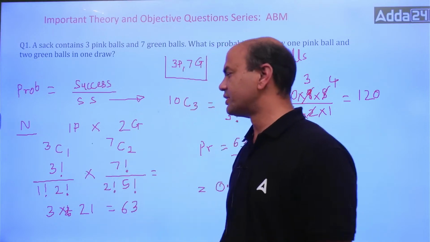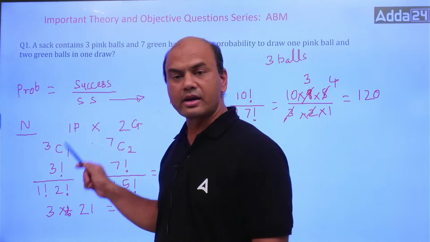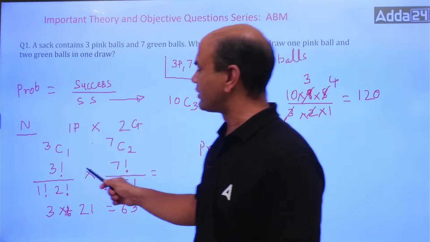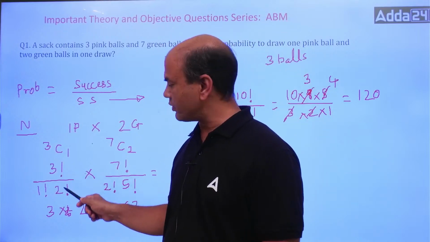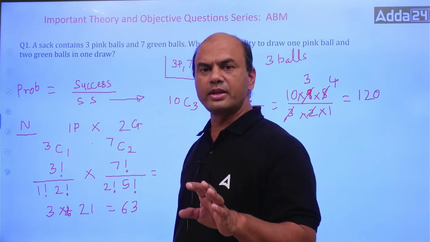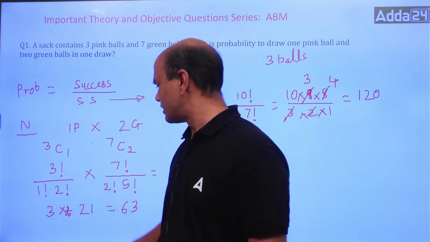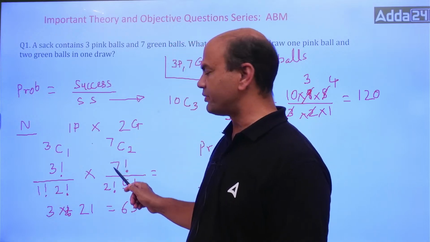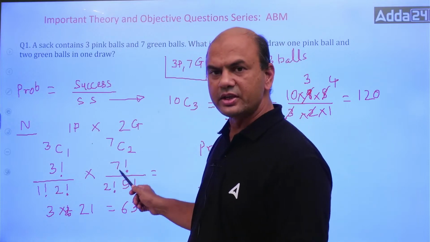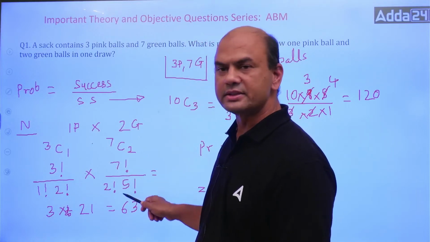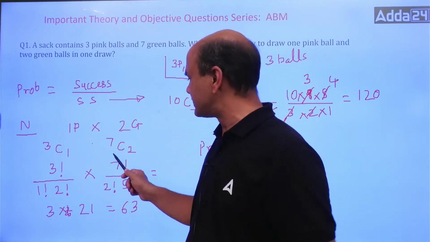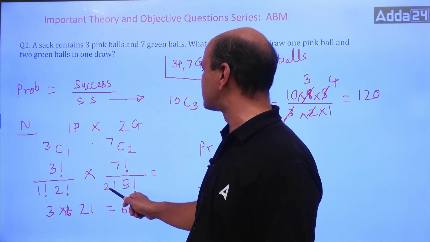Solve this. See this, 3 factorial means what? Try to cancel this as fast as possible. 3 factorial means 3 into 2 into 1. What is 2 factorial? 2 into 1. Cancel this. What will remain is only 3. So 3 over here. Now 7 factorial, 2 factorial, 5 factorial. What will it be? 7 into 6 into 5 factorial. So 5 factorial will get cancelled. So 7 into 6 now. So 2 factorial is 2.